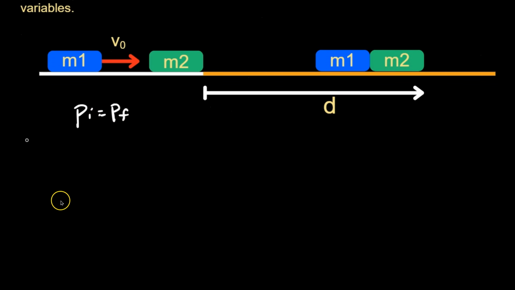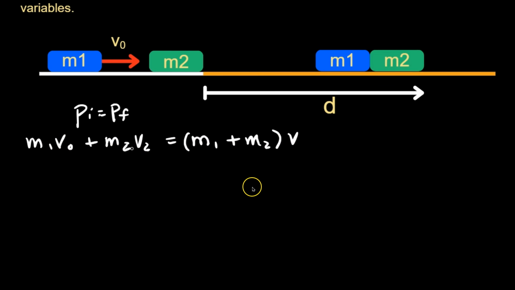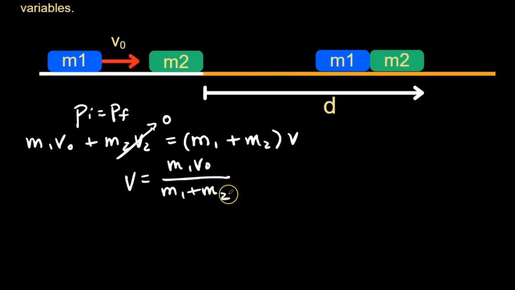This is an example of a perfectly inelastic collision because we have one object colliding with another object and sticking together. We can use the conservation of momentum, which states that the total initial momentum equals the total final momentum. The total initial momentum is m1 v naught plus m2 v2, and the final total momentum is m1 plus m2 times v. Since m2 initially is not moving and has no momentum, we're going to set that term to 0. We're solving for v. We divide both sides by m1 plus m2, and we get that v is equal to m1 v naught divided by m1 plus m2.